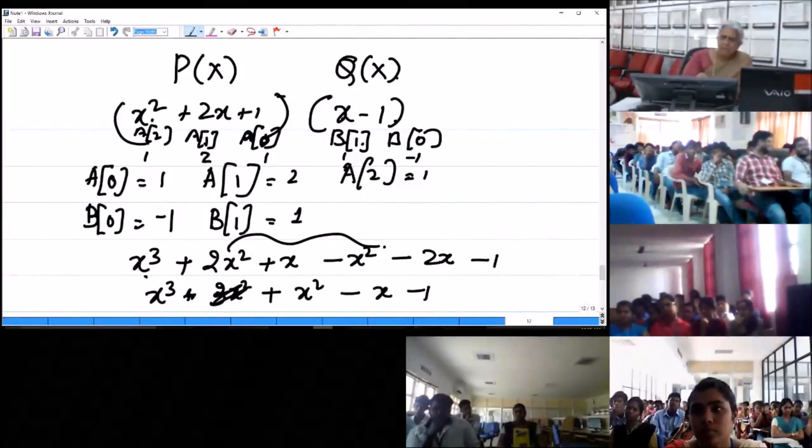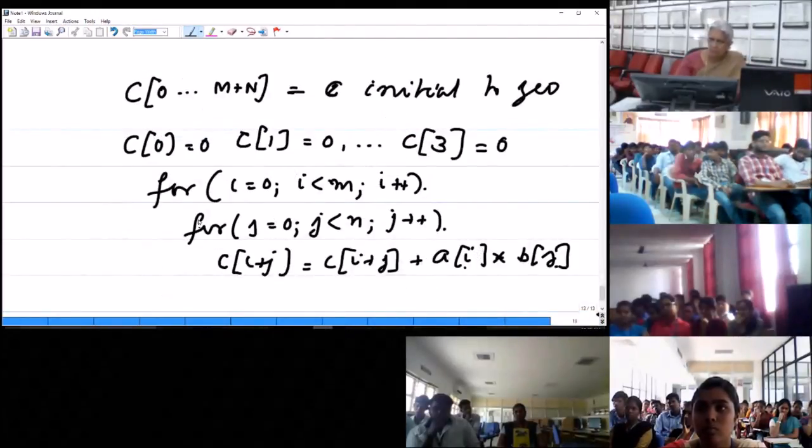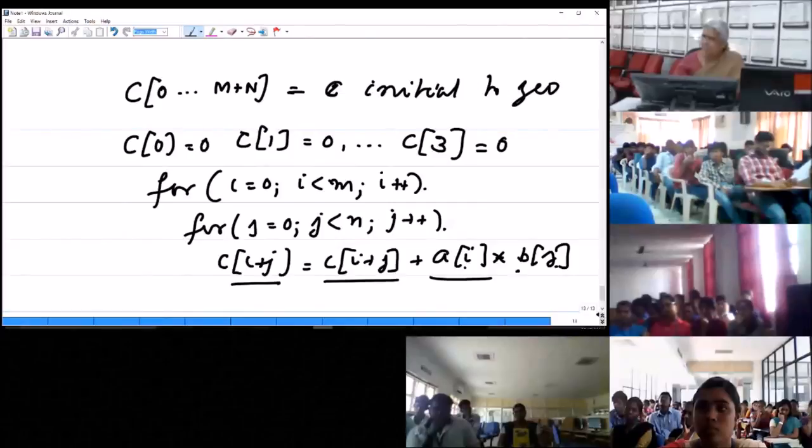Notice that corresponding to the degree of the term, we have a particular index, and we store at that index in the array the coefficient of that degree. Now, when we multiplied x squared plus 2x plus 1, a of 2 got multiplied with b1 to give you a degree of x cubed. So that will have to be stored in c of 3, and that's precisely what we are doing. C of i plus j is equal to c of i plus j plus a of i times b of j. So i and j are the coefficients of the two polynomials.